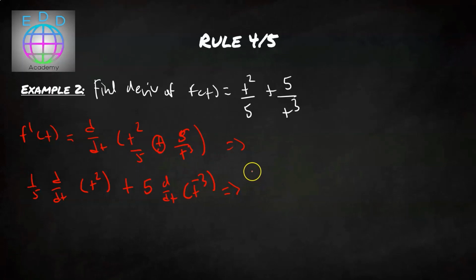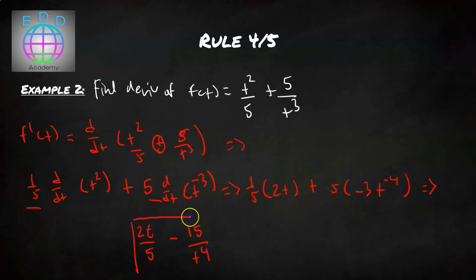Now we can compute these derivatives while leaving our coefficients out in the front. So this is 1/5 times the derivative of t squared, which is 2t, plus 5 times the derivative of t to the negative 3 power, which is negative 3t to the negative 4. Simplifying this ever so slightly, we can write this as 2t over 5 minus 15 over t to the 4th power. That is our derivative.